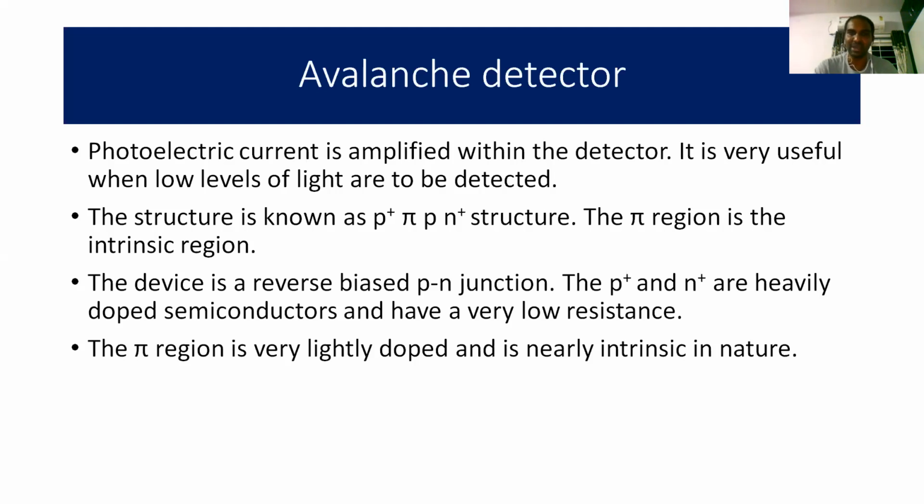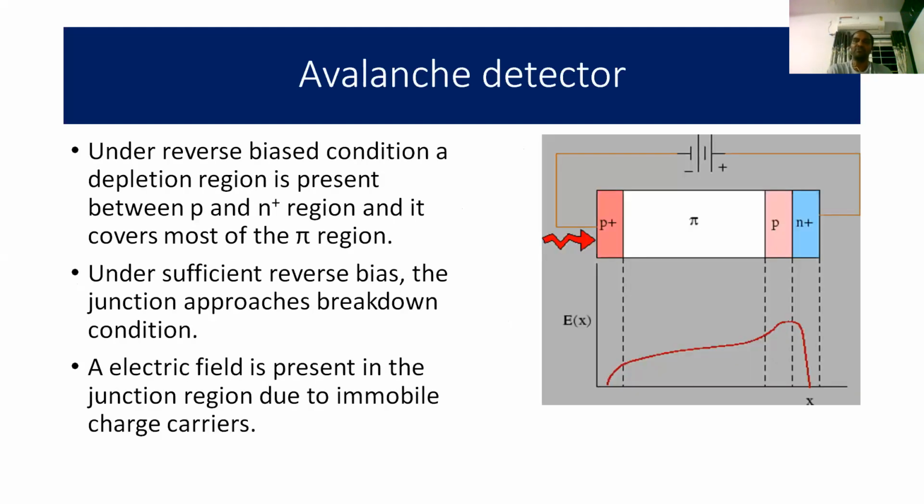The device is a reverse biased PN junction. The P plus and N plus are heavily doped semiconductors, and they have very low resistance. The pi region is very lightly doped, and it is nearly intrinsic in nature. In this diagram, under reverse biased condition, a depletion region is present between the P and N plus regions, and it covers most of the pi region. Under sufficient reverse bias, the junction approaches breakdown condition.